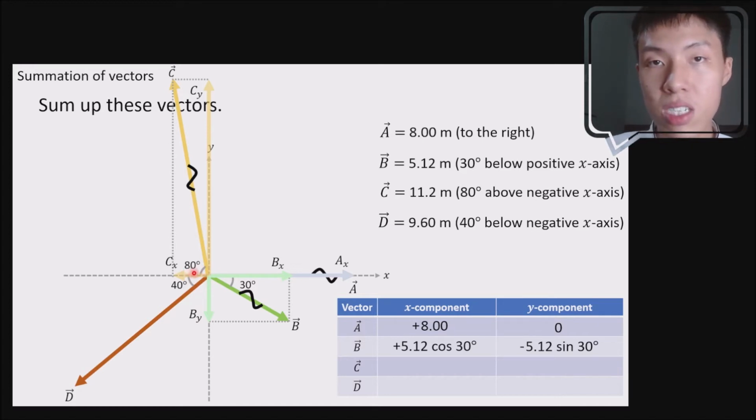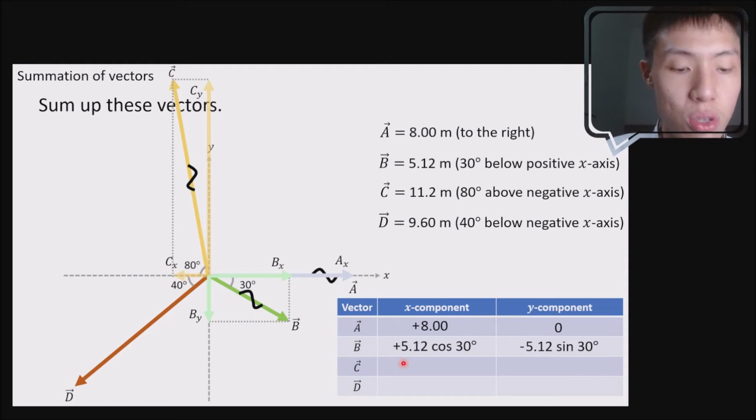So beside means cos. But again, we need to check the direction. This x is pointing in the negative x direction. So you should have a negative sign, followed by the magnitude of the vector, the hypotenuse, 11.2 cos 80 degree. Cos again because it's beside.